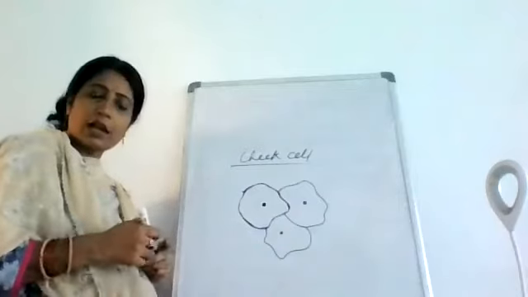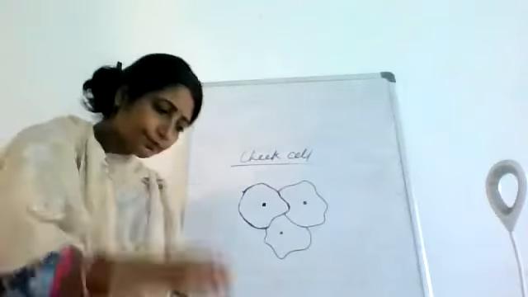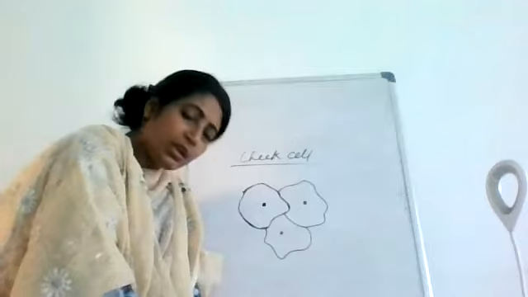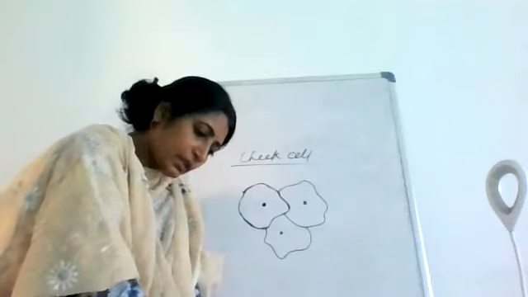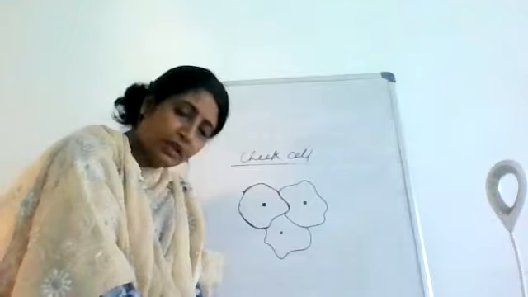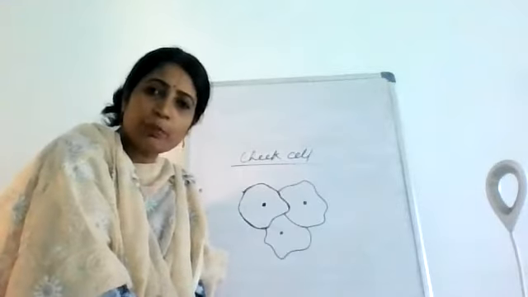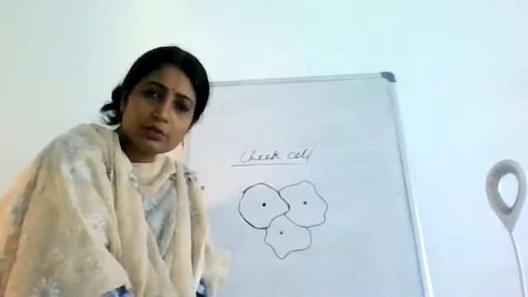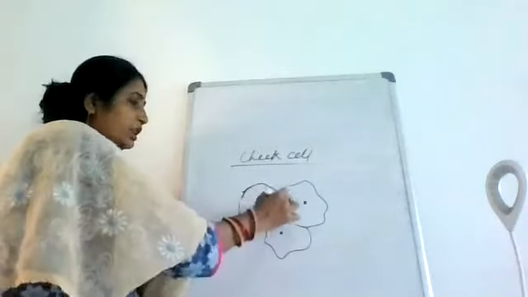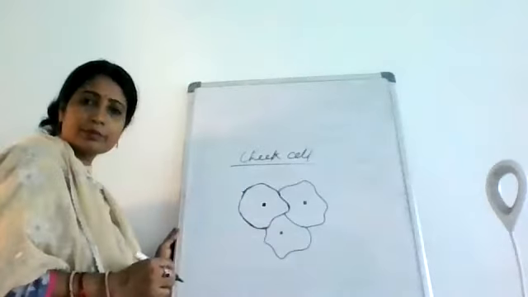The middle portion appears light. That is not stained that much. This region takes a very little stain. It is called the cytoplasm. The cytoplasm is the fluid content inside the plasma membrane. So where is cytoplasm present? Inside the plasma membrane.